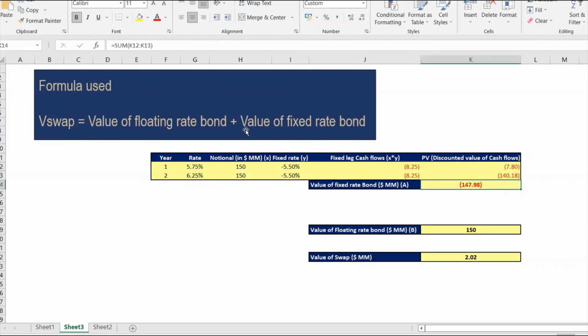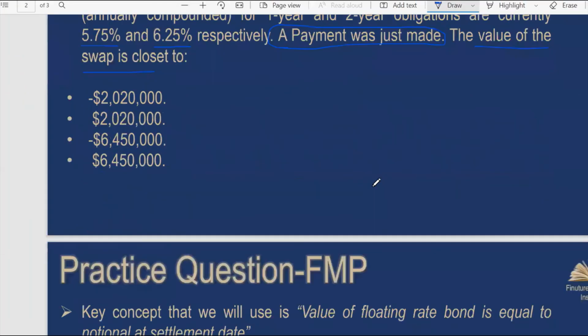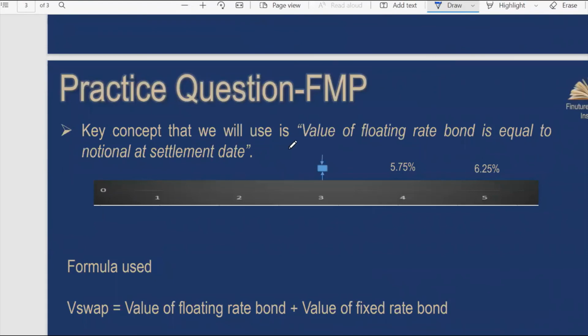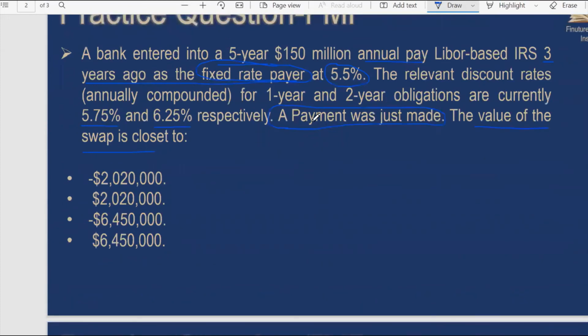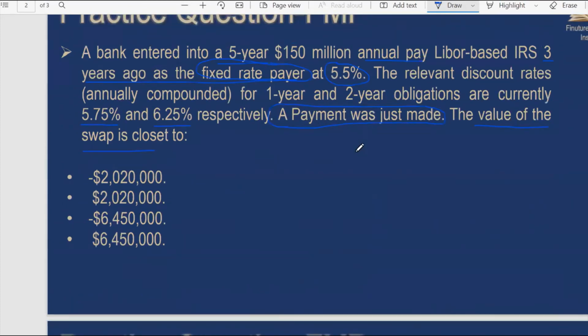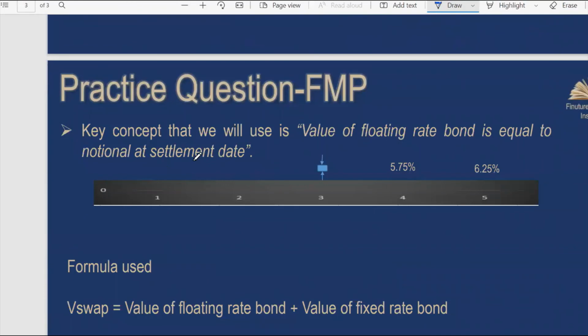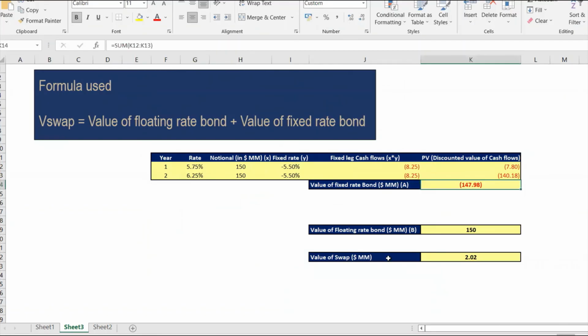And another key thing I have just mentioned over here: the key concept here is that the value of the floating rate bond is equal to notional at a settlement. So whenever you are given the information that payment was just made, you can just think that the value of your floating rate would be equal to your notional. So I have directly noted here the value of the floating rate bond is 150.